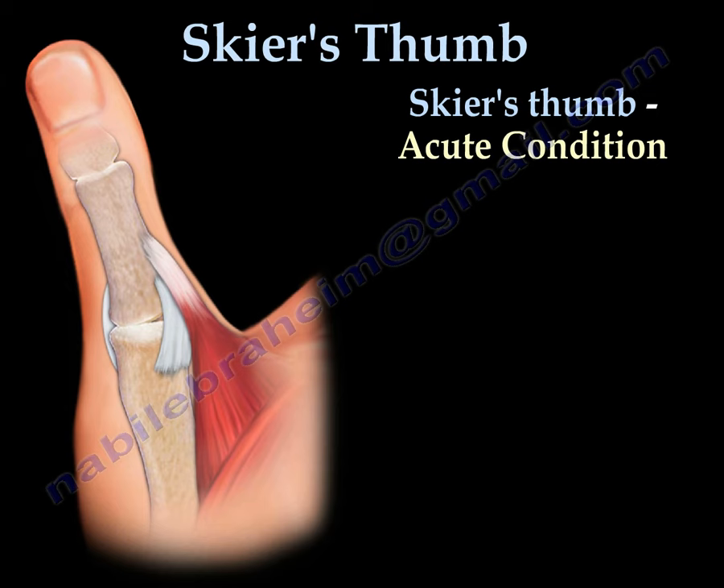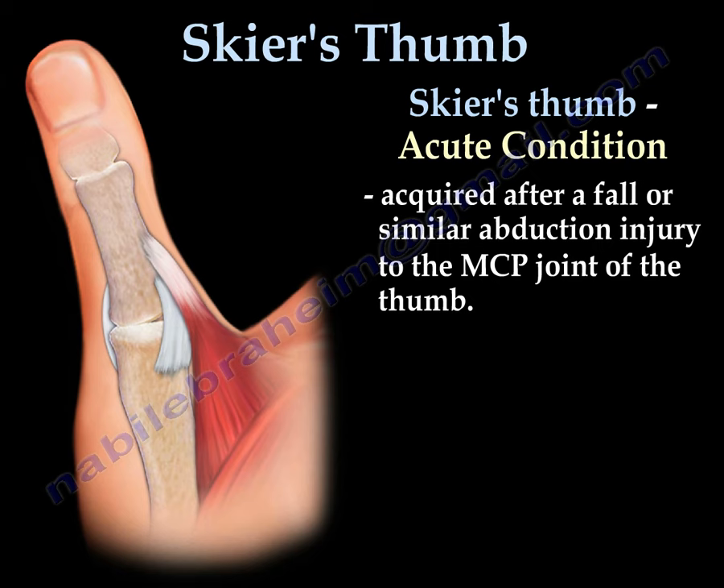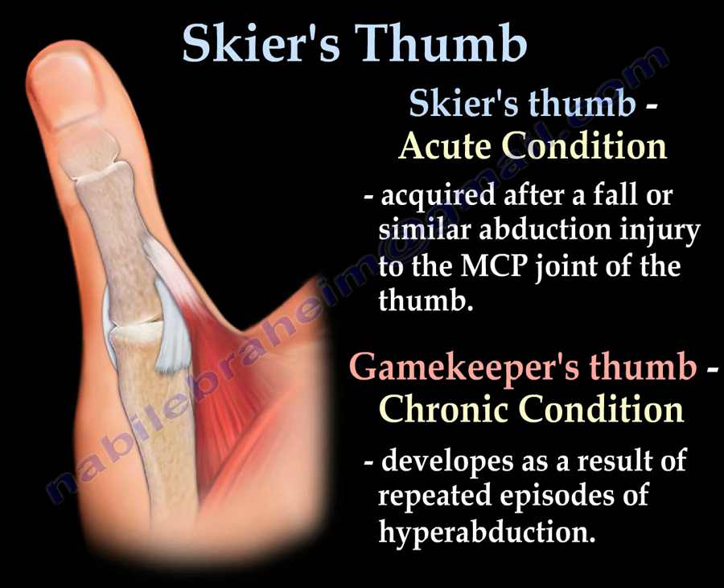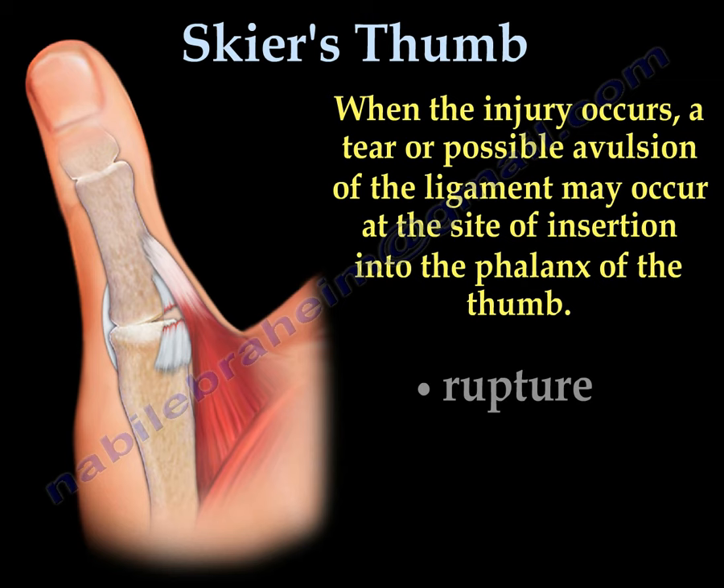The skier's thumb is a term used for an acute condition when there is an abduction injury of the MCP joint of the thumb. The gamekeeper's thumb is called in chronic conditions as a result of stretching and hyperabduction of the MCP joint of the thumb. When the injury occurs, a tear or possible avulsion of the ligament may occur at the site of insertion of the ligament into the phalanx of the thumb.